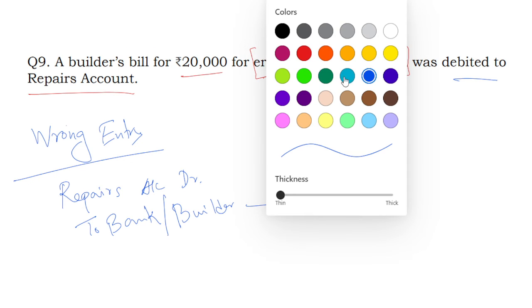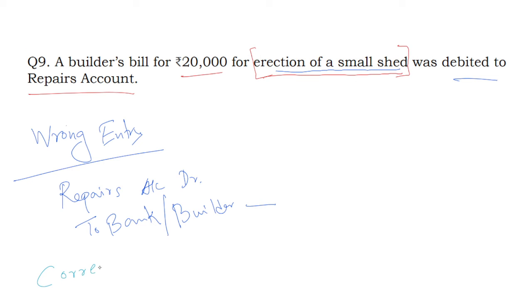And now the correct entry will be, what? Correct entry will be, because it is for erection of a small shed in the building. Small shed means it is basically part of the building. Small shed means there may be some extension, or there may be an additional part of the building, constructed by a builder. So it should not be a repair. Actually, it is an erection. It is mentioned erection of a small shed. So it will be a part of the building.